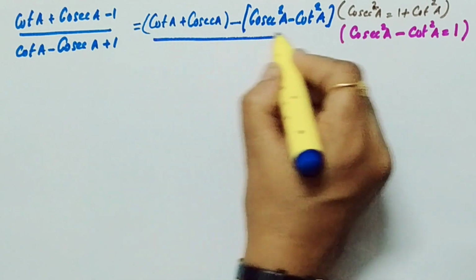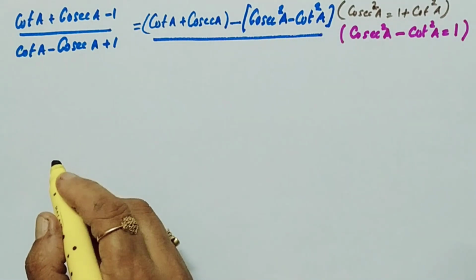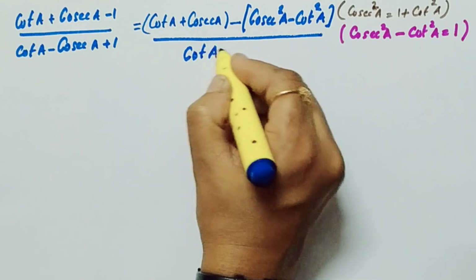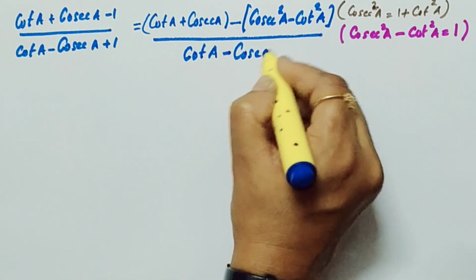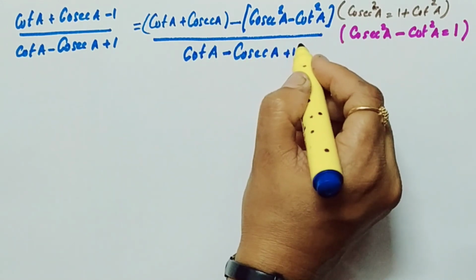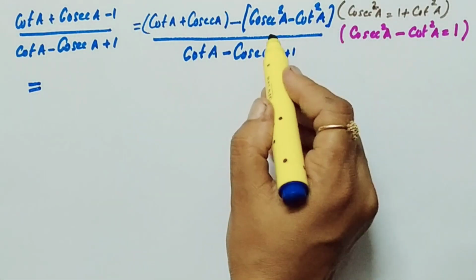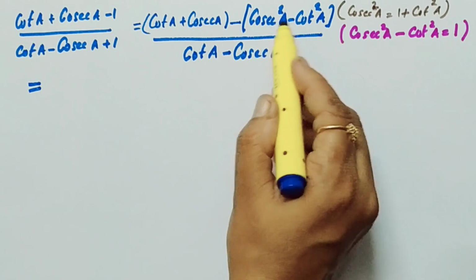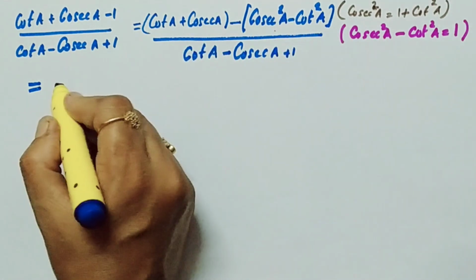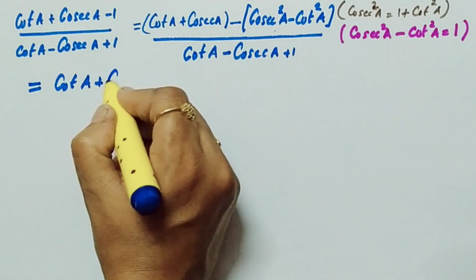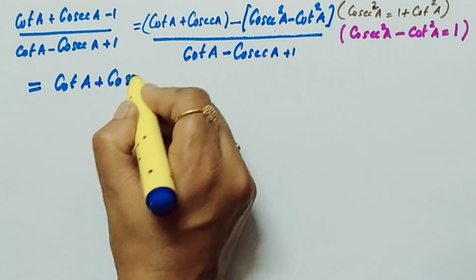The whole divided by, don't alter the 1 in the denominator. Denominator, keep it as it is: cot A minus cosec A plus 1 is the denominator, which equals. Now the numerator here is of the form a square minus b square. The first bracket I am going to write as cot A plus cosec A is the first bracket.